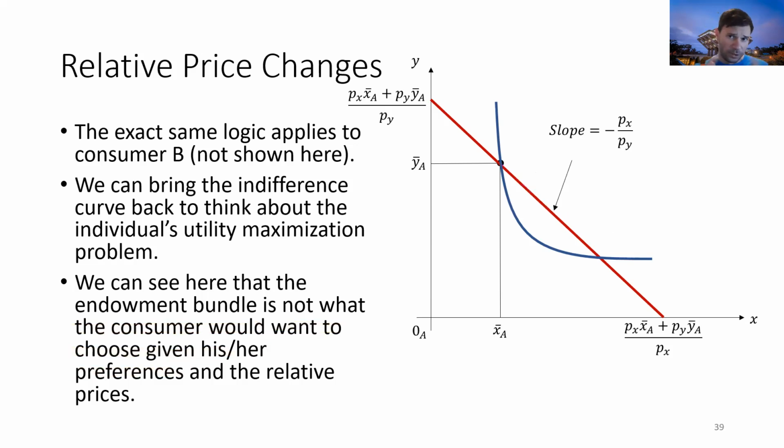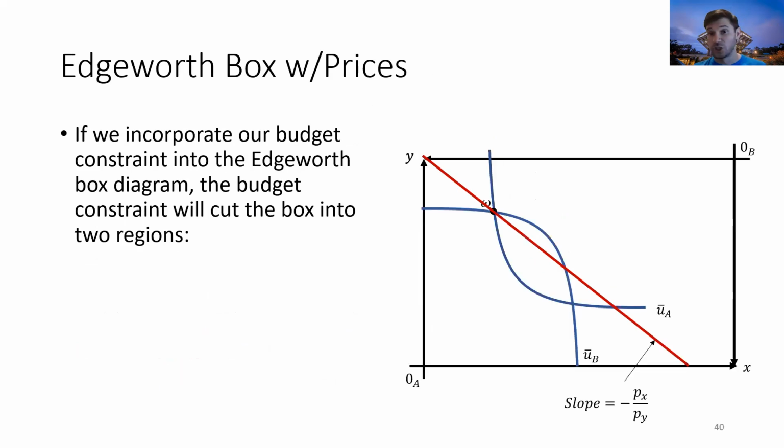Okay, so what we're going to do next is think about implementing the budget constraint in the Edgeworth box diagram by thinking about B's picture and doing that flip around trick that we introduced in the last segment, so that we could look at this budget situation jointly for both of the agents at the same time in the Edgeworth box diagram here.